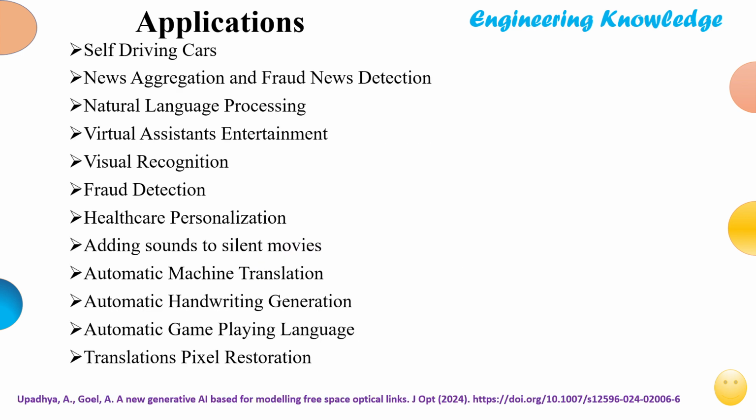The applications which are generally there are self-driving cars, news aggregation and fake news detection, natural language processing, virtual assistants, entertainment, visual recognition, fraud detection, healthcare personalization, adding sounds to silent movies, everything and anything that can happen by itself. You go to a page, you search for a cricket ball, you go to YouTube, you see ads of cricket balls. You just searched it once, but there are machine learning algorithms identifying what your interest is, and they are showing advertisements based on that. It's just a basic example.